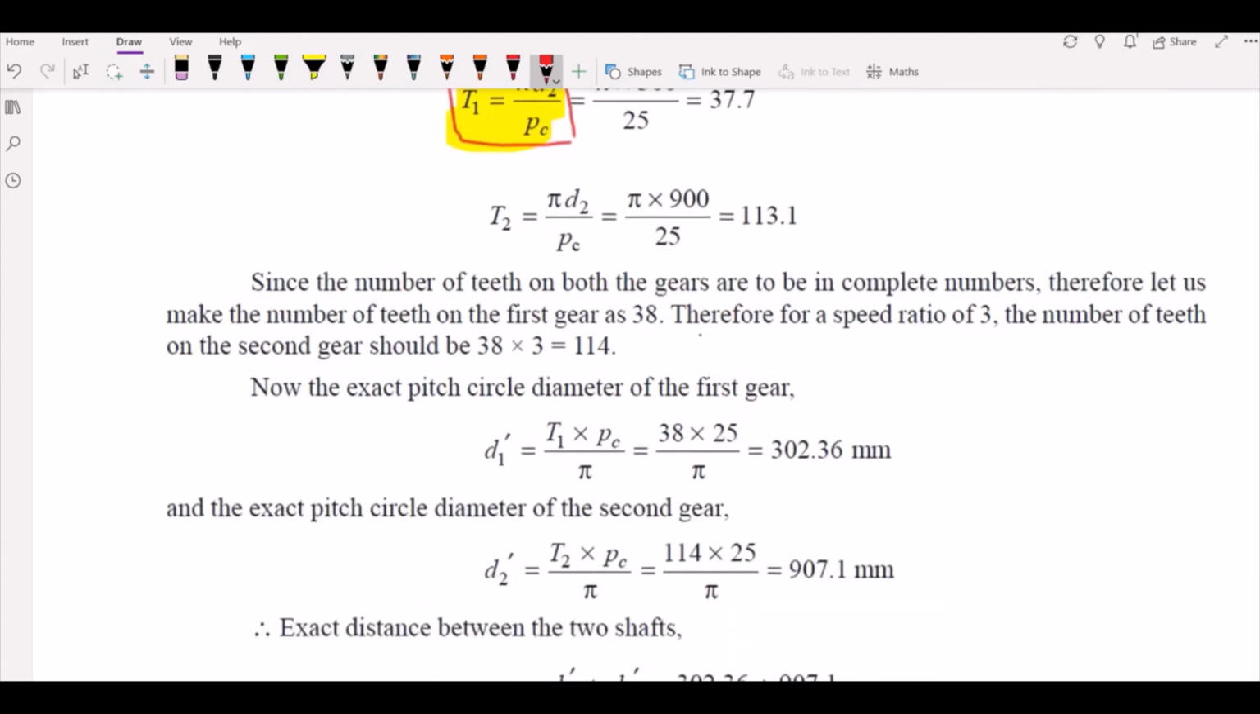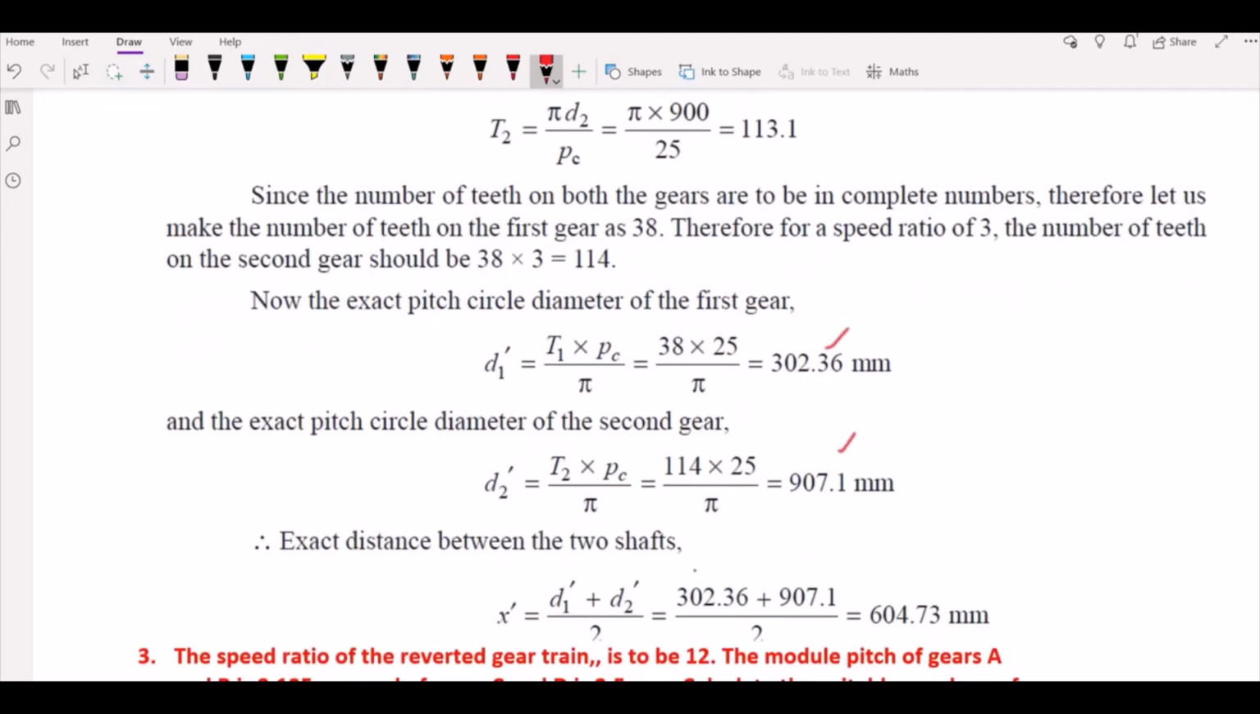Now once d1 and d2 are known, finally I can calculate the x value, by knowing d1 dash and d2 dash. The same relation, d1 dash is equal to t into pc by pi. From this I got d1 dash as 302, and d2 dash as 907. So finally if I add these two, then I'll get x dash, which is 604.73. It is 600 theoretically, but finally the practical value I got is 604.73. That is the design of your gear.